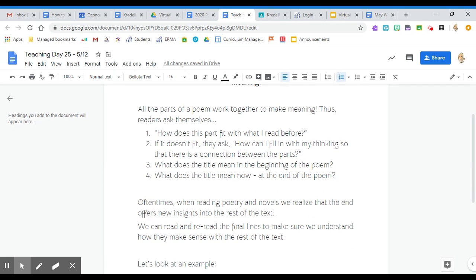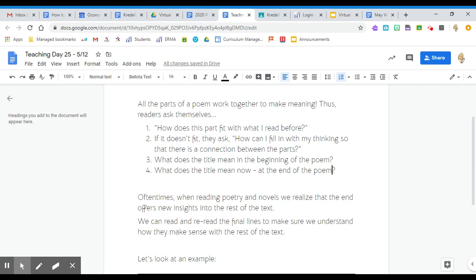So oftentimes when you're reading poetry and novels too, we realize that the end offers new insights, right? The end is the part where so many of you come up to me like, Miss Krell, you're never going to believe I found out who this person was and how that worked and how they were connected, right? So we use the end of our poems the same way. They offer new insights, new understandings as to what was happening in the poem. You can read and then reread the final lines to make sure you understand how they make sense of the rest of the text, right? How did they finish the poem? How does it relate to the rest of it? How does it relate to the title?